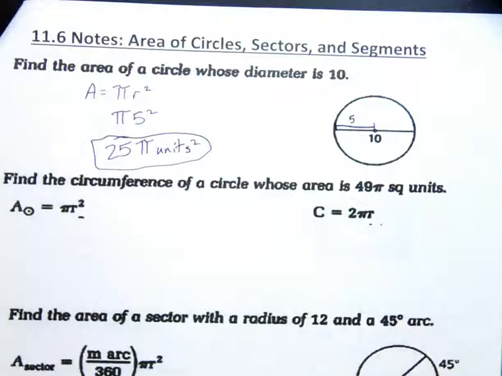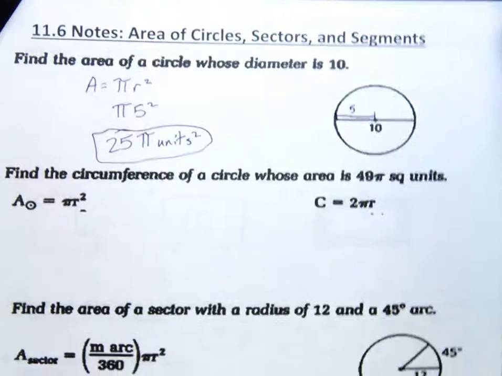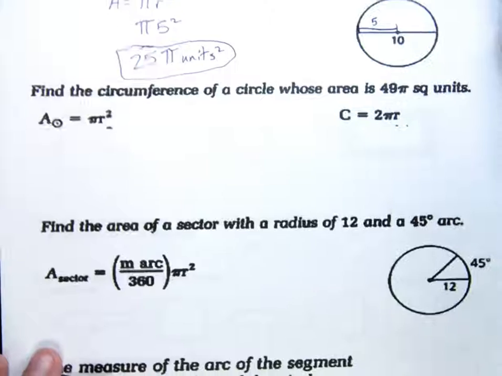So on the test, you just leave it 25 pi units squared and then be done, move on to the next one. That's right. This is easy, right?